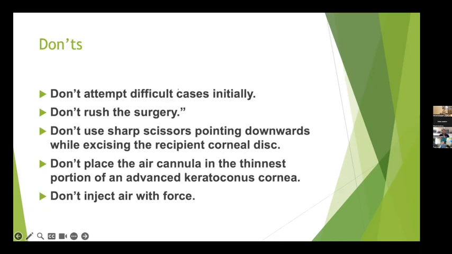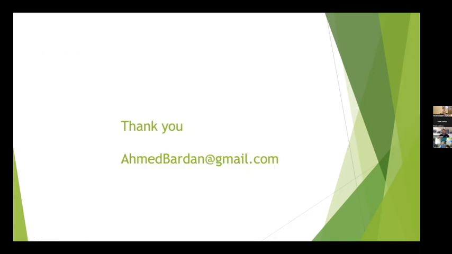Don't attempt difficult cases initially. Don't rush the surgery, because it's going to end up with a failure and conversion to PK if you rush it. I wouldn't use sharp scissors, especially to start with. Also, while injecting the air in the stroma, don't go towards the thinnest part in an advanced keratoconus cornea. Stay away from the thinnest point, and don't inject air with force, because this is what induces a type 2 bubble or a burst type 1 bubble. And thank you very much for your attention.